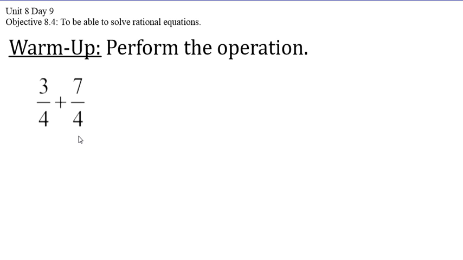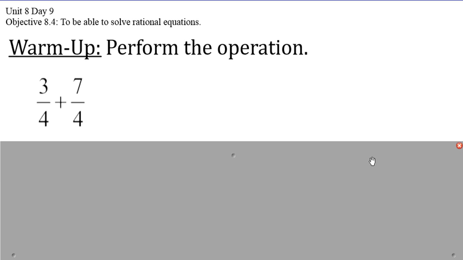We know that when you're adding rationals, they should have the same denominator. Well, we have a common denominator here of 4, so we don't have to worry too much about it. So we can add our values. If I have 3/4 and 7/4, that means I have a total of 10/4.